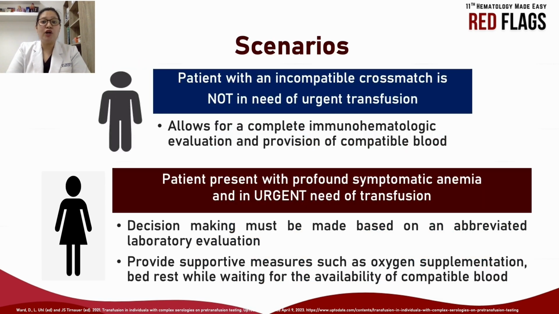The best scenario occurs when the patient with an incompatible crossmatch is not in need of urgent transfusion. This allows for a complete immunohematologic evaluation and provision of compatible blood. However, for patients who are profoundly anemic and in urgent need of transfusion, a decision must be made based on an abbreviated laboratory evaluation. While this is being accomplished, the clinician can modify patient care such as providing supportive measures while waiting for the availability of compatible blood.